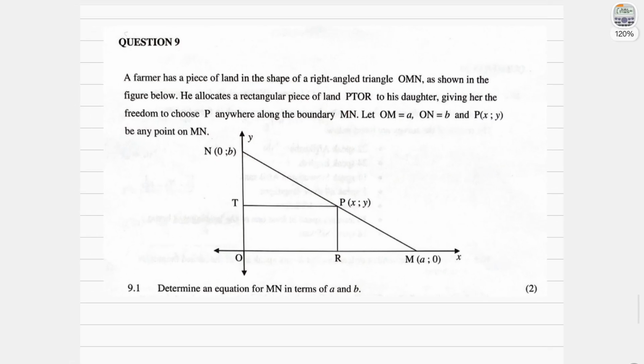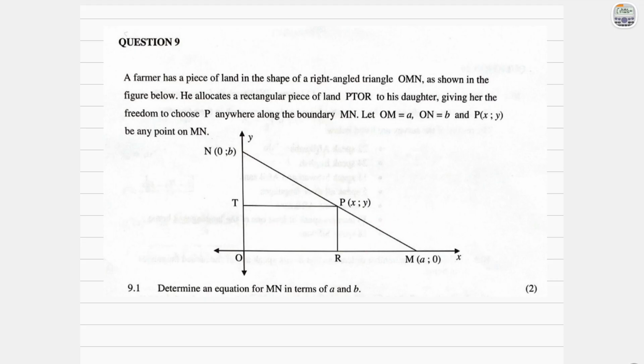Question 9 says, a farmer has a piece of land in the shape of a right-angled triangle, OMN, as shown in the figure. He allocates a rectangular piece of land, PTOR, to his daughter, giving her the freedom to choose P anywhere along the boundary MN. So she can decide to have this land. If P, for example, is over here, then she would have this part. Or she could have it like this if P is over there.